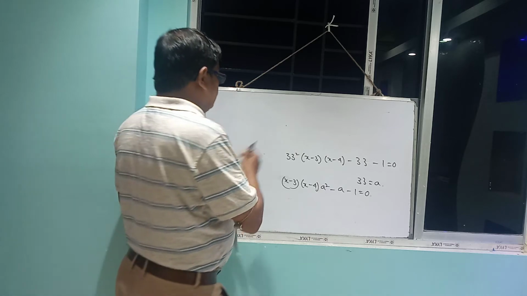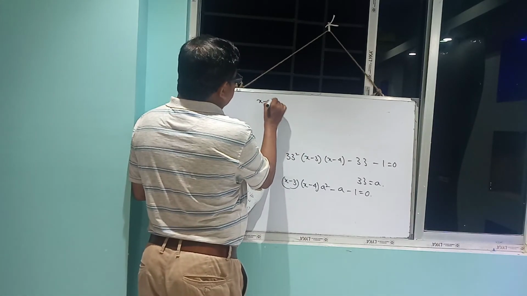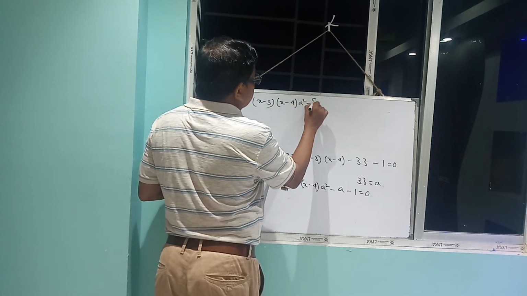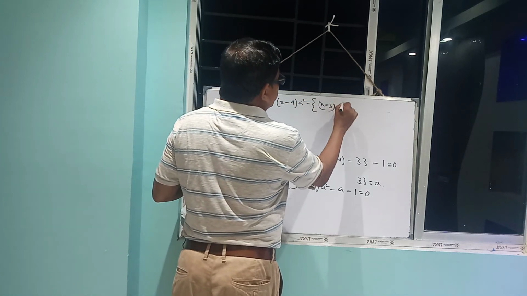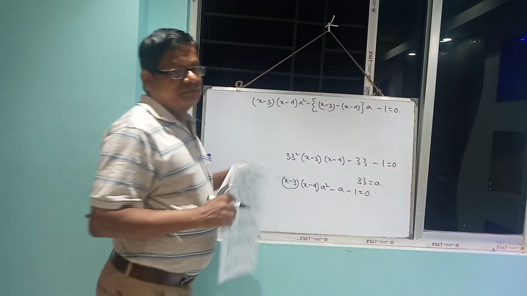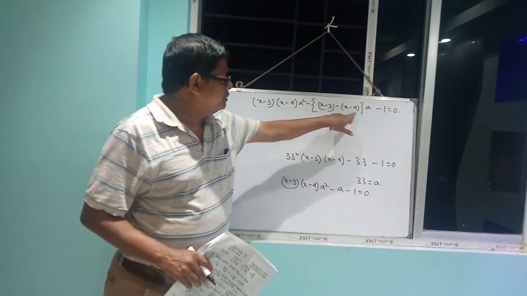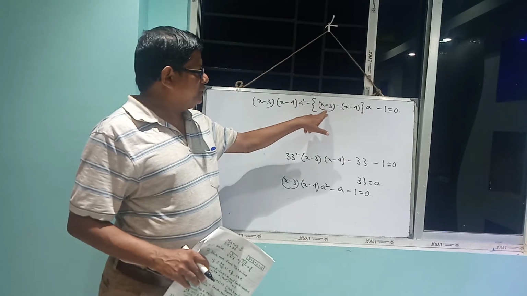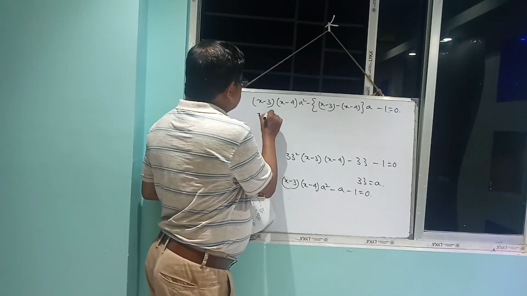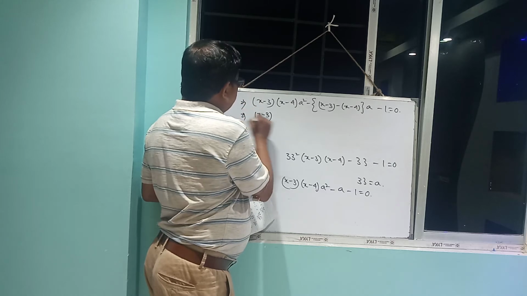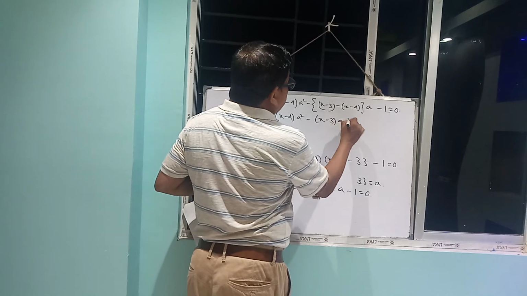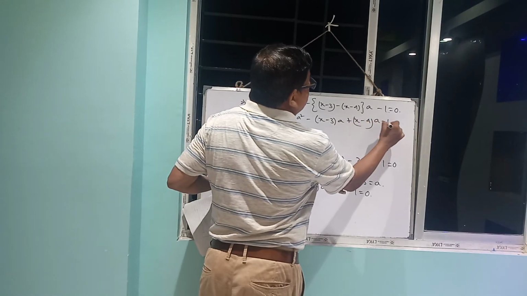So, (x minus 3) into (x minus 4) is a square. Minus, I am writing (x minus 3) minus (x minus 4) of a, minus 1 equal to 0. If you substitute, this minus 1 will come: (x minus 3) minus (x plus 4), 1. Now multiply: (x minus 4) is square minus (x minus 3) of a plus (x minus 4) of a minus 1 equal to 0.